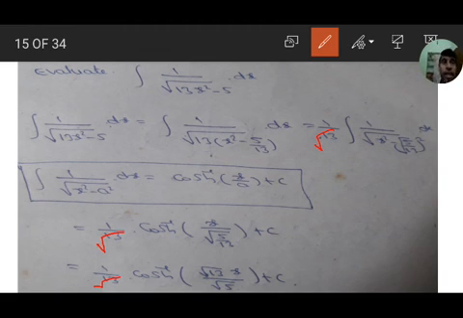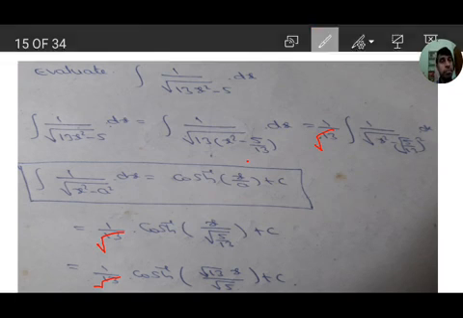Okay, first of all, x square coefficient must be 1. So 13 is common, we get square root of 13 into x square minus 5 by 13. So root 13 is outside, 1 by root 13, and x square minus 5 by 13 can be written as square root of 5 by 13 whole square. So it is of the form 1 by square root of x square minus a square, formula cos h inverse x by a plus c. So by substitution we get the answer. Next problem.